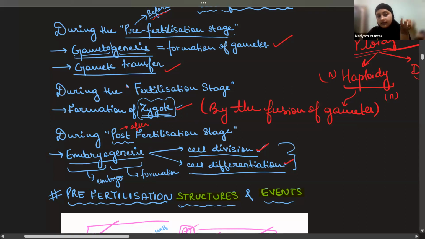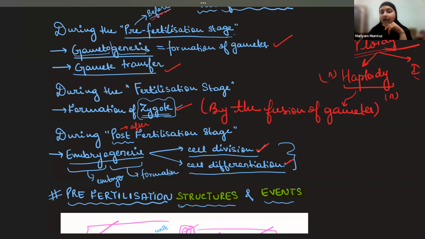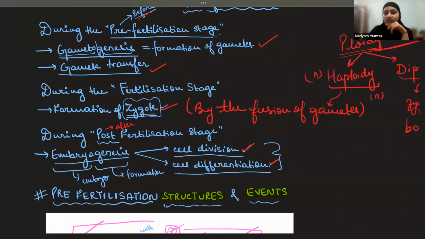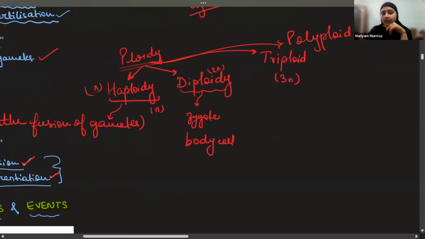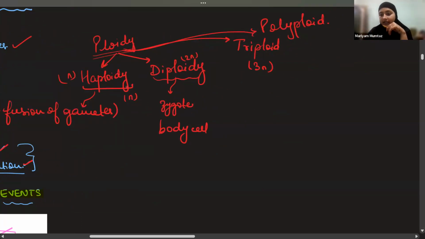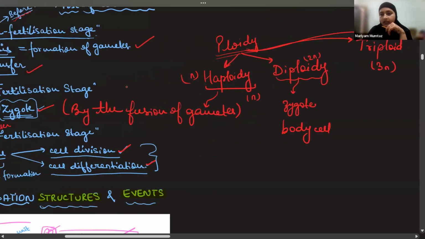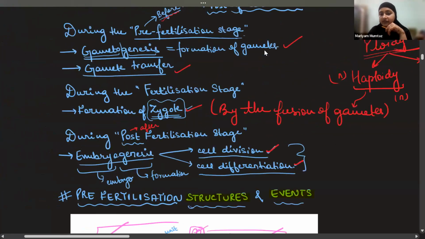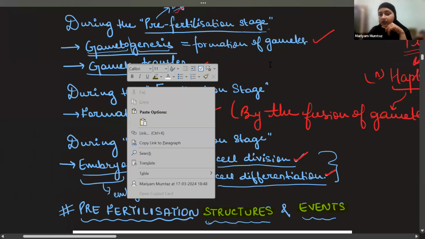Two? No. Gametes have one set of chromosomes. Gametes are haploid. This is what I was teaching. Please pay attention, okay? Gametes are haploid in nature. Haploid means one set of chromosomes, okay? Now, when the gametes fuse, the zygote is made.